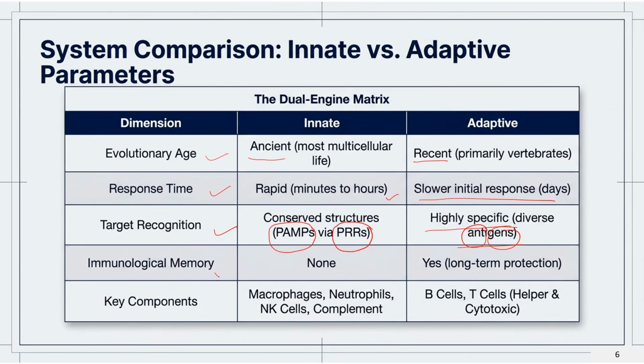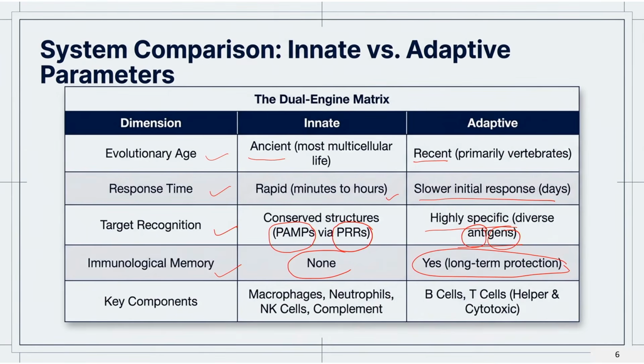We also looked into the memory. As I said, innate immunity is present right from birth, so it doesn't have a memory response. While in the case of adaptive immunity, we do have a memory response, and this can give long-term protection against a pathogen.